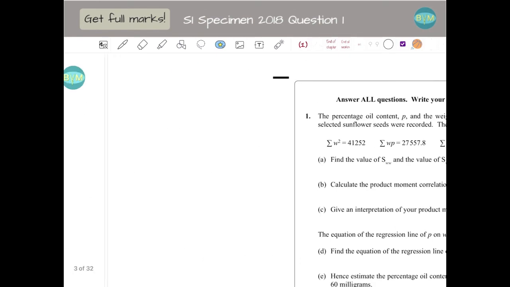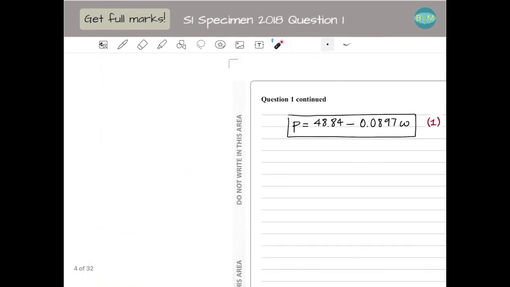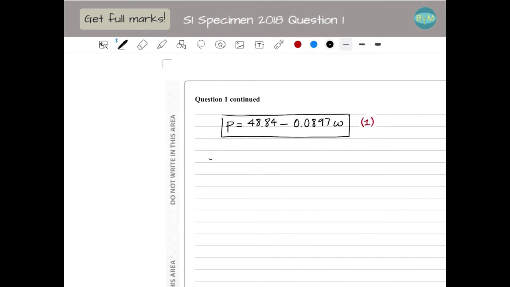One more, which is E. In the last one, they say, hence estimate the percentage oil content of a sunflower seed which weighs 60 milligrams, and it's 2 marks. So what we are going to do is to use the line that we just found, and now the weight, the W, is 60 milligrams, and we are just going to find the percentage. So for E, we are just substituting.